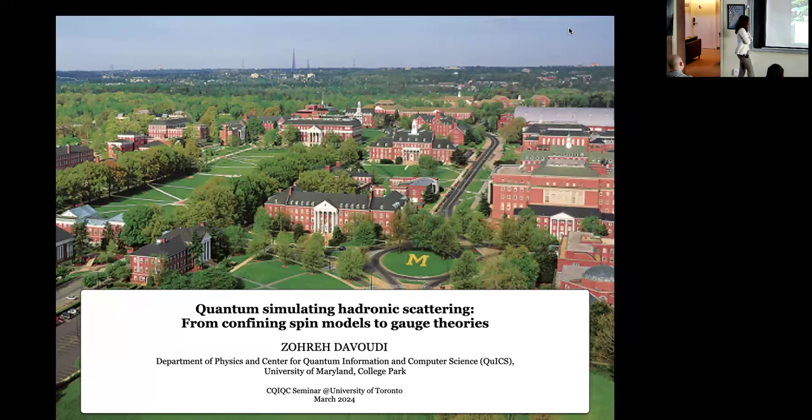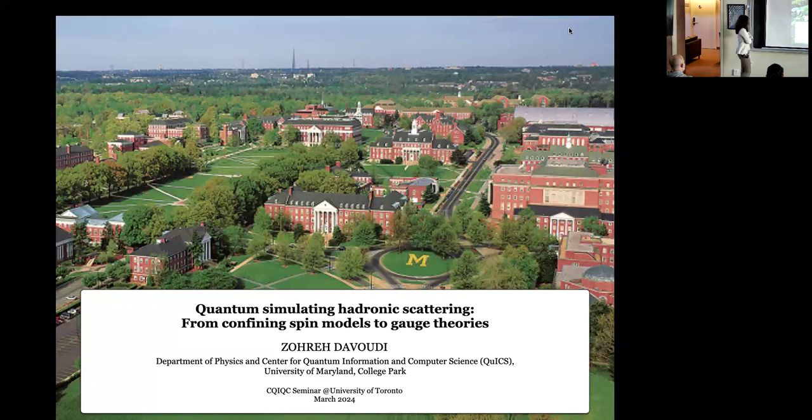So is it possible to simulate hadronic scattering, and I'll tell you what a hadron is, using quantum computers? If we can do that, maybe we don't have to build multi-billion-dollar experiments. Maybe we just build our quantum computers and quantum simulators and do that. Well, of course, that's a dream, but even if we want to learn something to interpret the results of these multi-billion-dollar experiments, that would already be great. So that's the plan. That's why I thought, let's talk about hadronic scattering. It's really a hot topic at the moment.